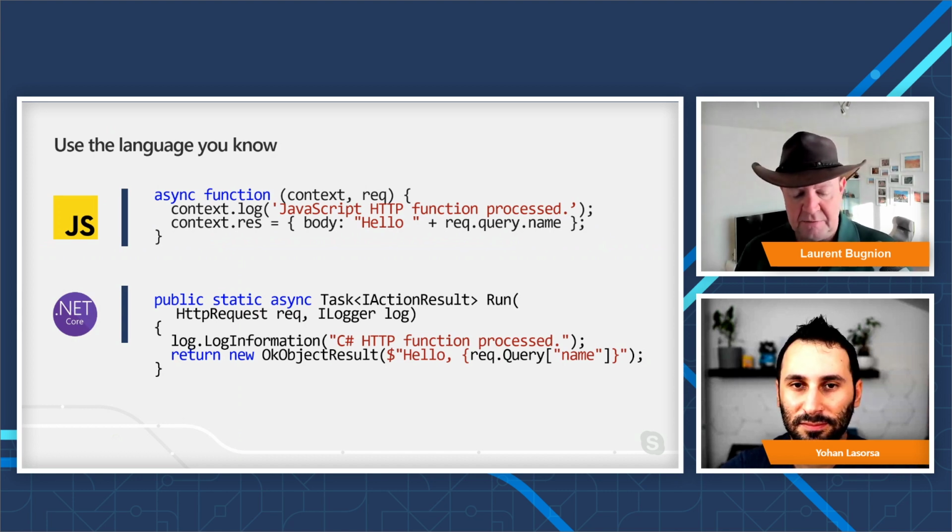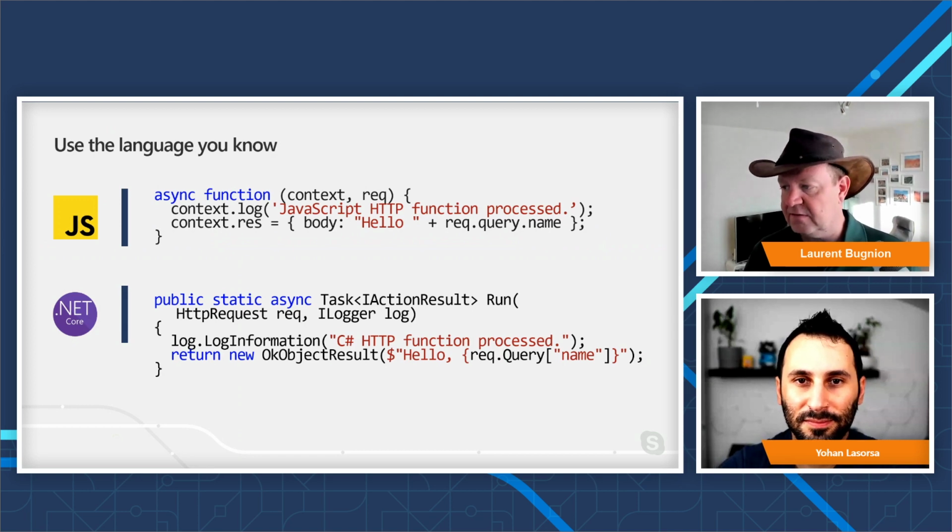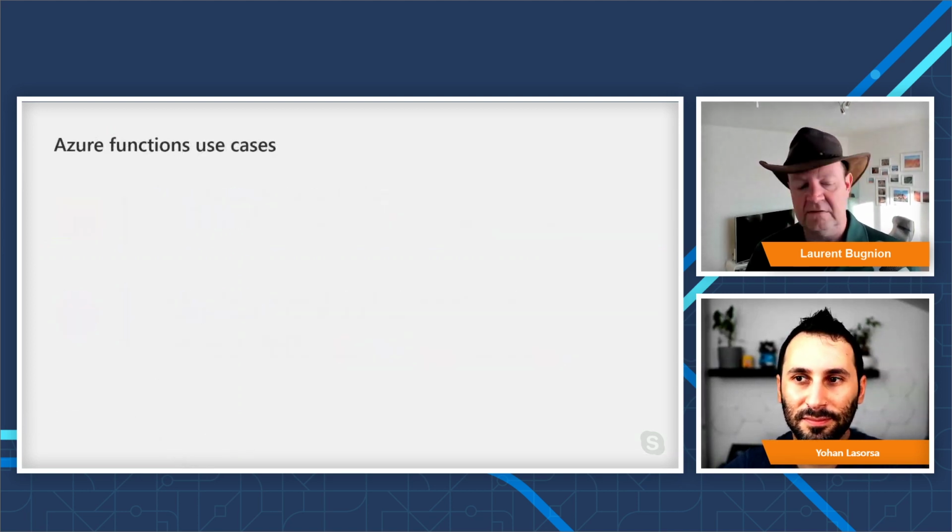And for my personal use case, I like .NET Core. I can run that on Windows and Linux. This is quite cool. And here we see that the code is very similar. We have very similar concepts here. And the infrastructure is just abstracted, so I don't have to worry about it. So that's pretty cool. And let's just move on and talk a little bit about typical use cases that we have with Azure Functions.